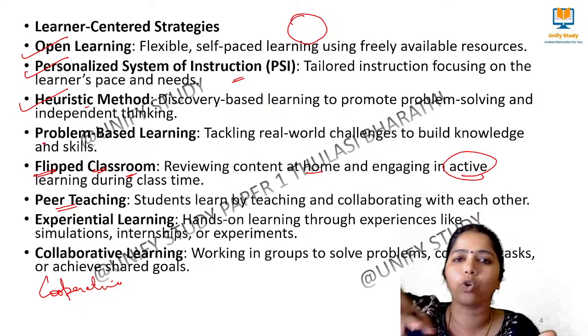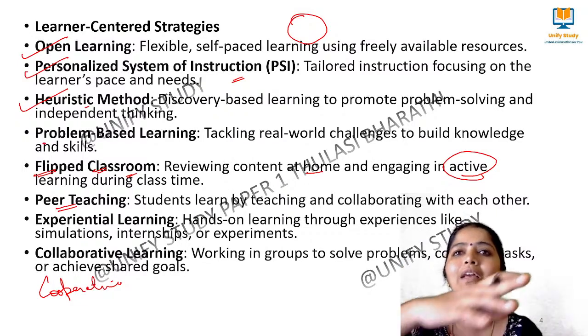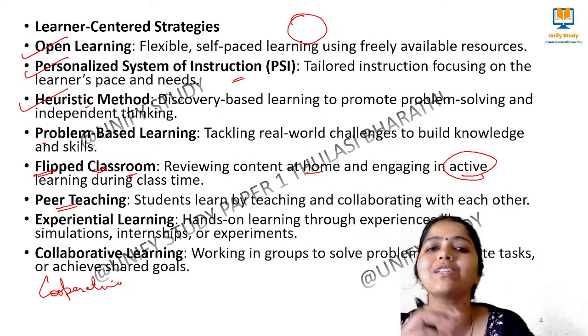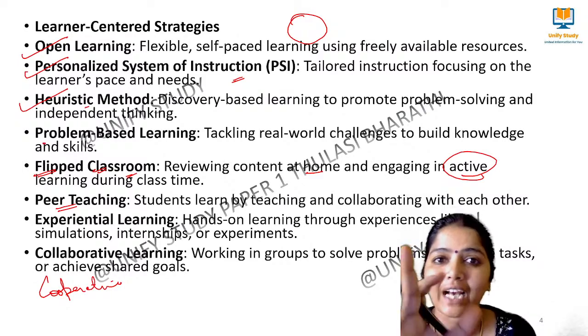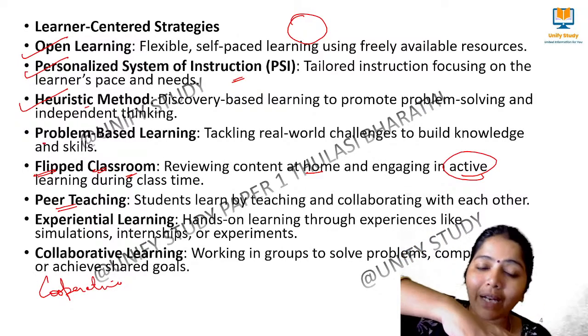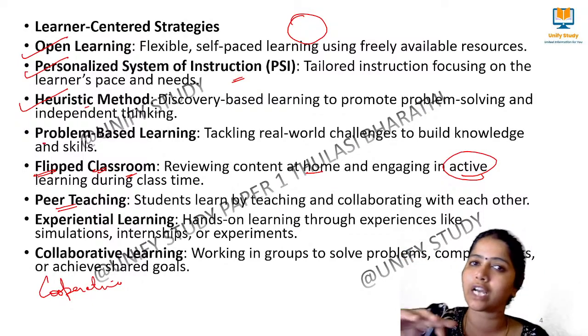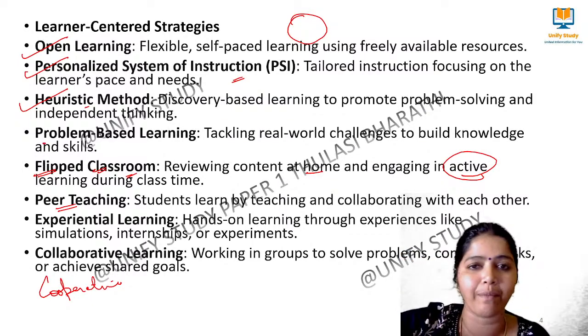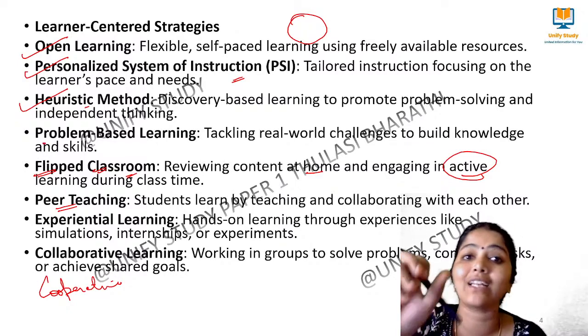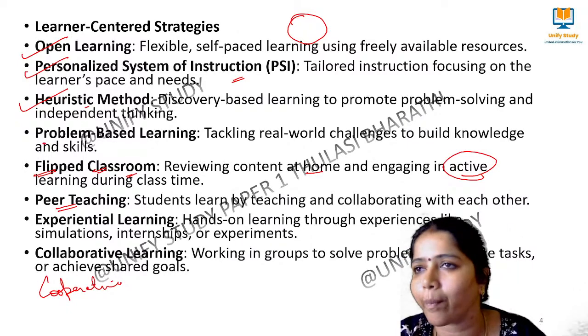People will work in a group to solve something, where everyone contributes something towards achieving that task. That is collaborative learning. I repeat again, collaborative learning means what? People will work in groups and share the tasks which were assigned to them, to complete a task. That is collaborative. Then what is cooperative?